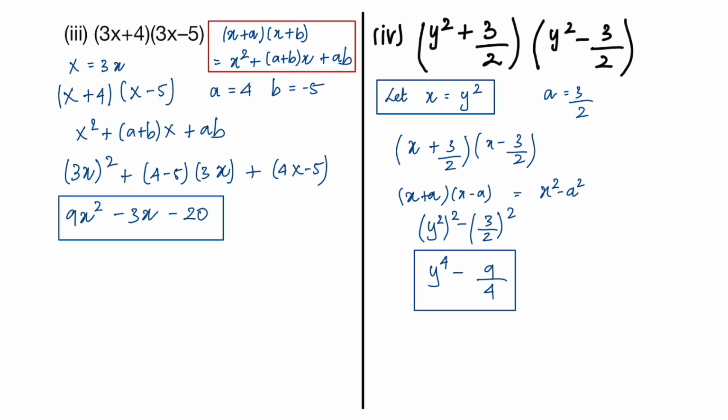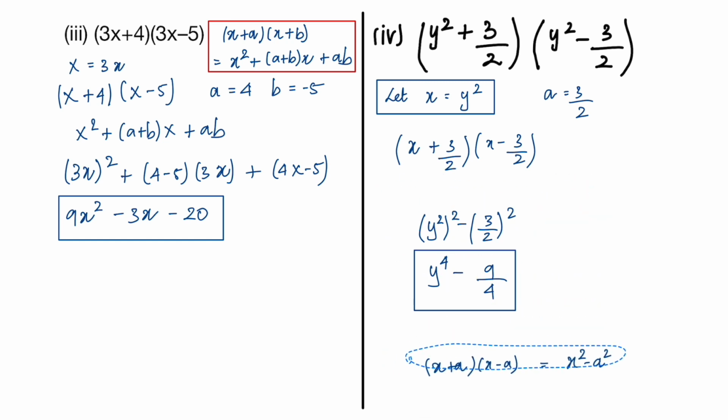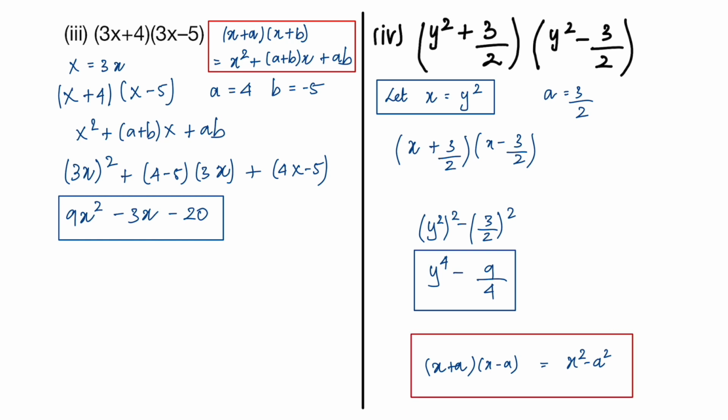So you have applied the identity (x plus a) into (x minus a) is equal to x squared minus a squared. Okay, this is the identity. I'll just have it inside a red box. So all the identities are inside a red box for you to remember. So that is all for this subdivision.